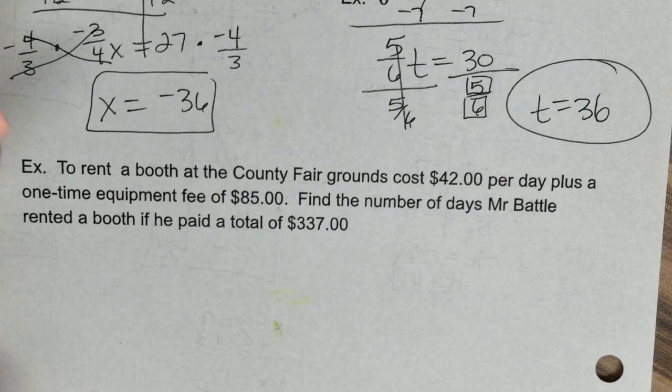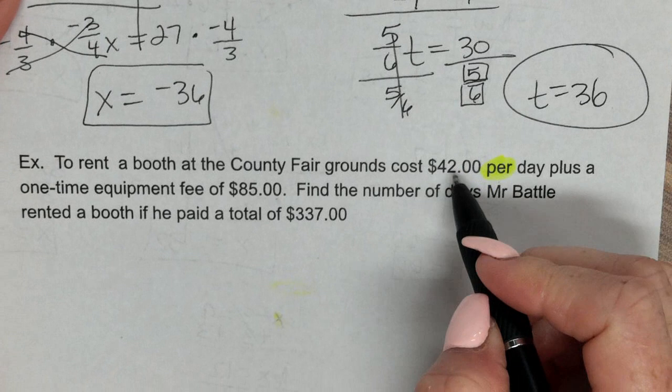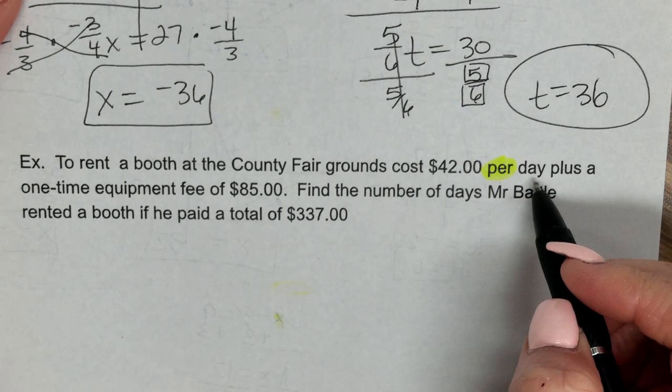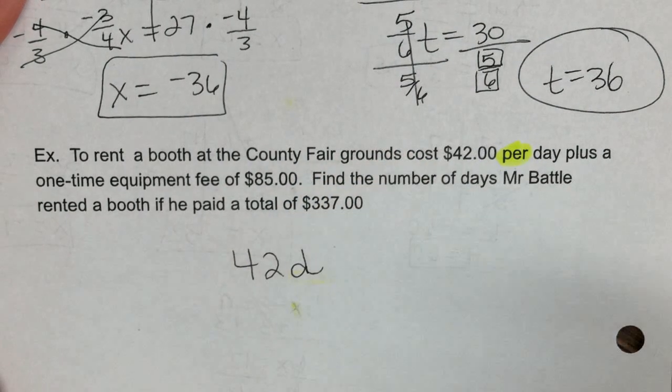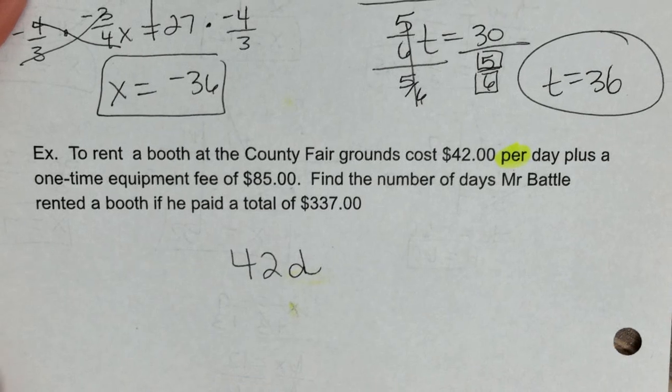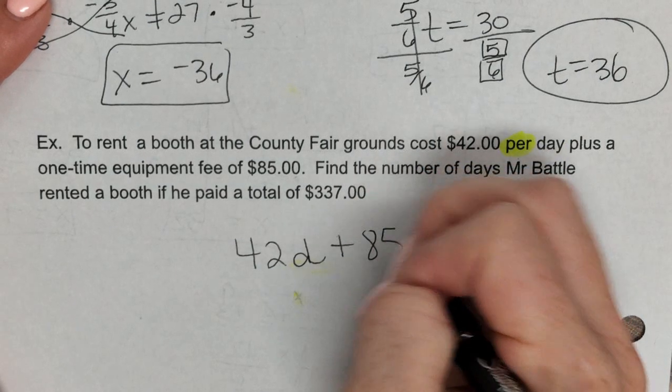Last question, word problem time. To rent a booth at the county fairgrounds, it costs $42 per day. Anytime you see per, that's a rate, plus a one-time fee of $85. How would I write that? 42 per day. 42x or D for day, whatever. I'm going to put D for day. Plus it has a one-time fee. Is that a constant? Yeah, because it's only going to be one time, plus $85.